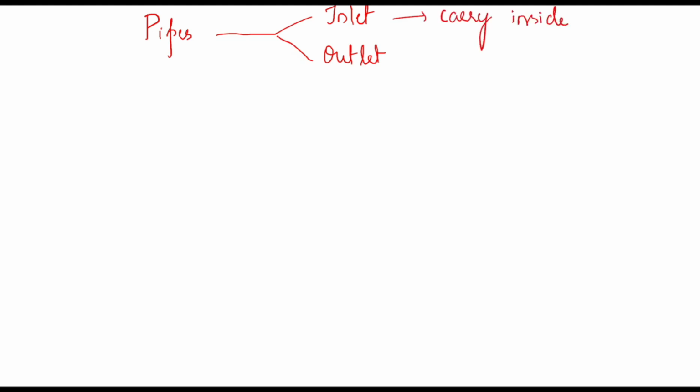So what do you mean by pipes? Pipes are nothing but they carry water. There are two types, that is inlet pipe and outlet pipe. So inlet pipe carries water inside the tank, and outlet pipe takes water away, or removes water from the tank.